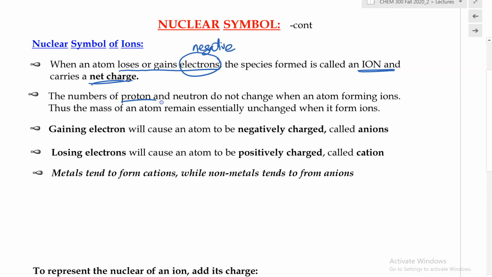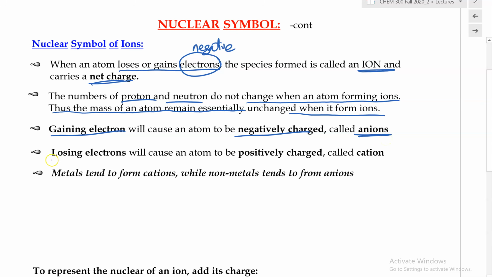The number of protons and the number of neutrons do not change when an atom forms an ion. So the mass of the atom remains essentially unchanged as it forms an ion. Only the charge is changing, but not the mass of the atom, because losing or gaining an electron does not really affect the mass in any way. If an atom gains an electron, it will cause the atom to become negatively charged. And negatively charged ions are also called anions.